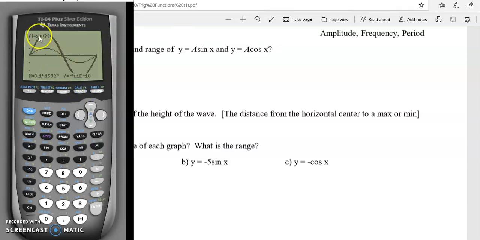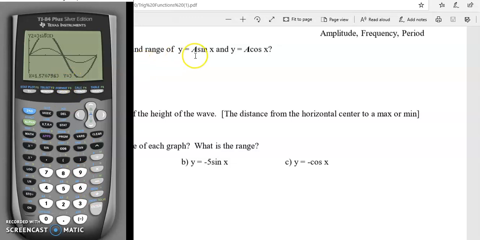So if I press trace on sine of x, and I put pi over 2, I'm at 1. If I go up to the other curve, and put in pi over 2. So now you can see I'm on y2 equals 3 sine of x. Pi over 2, press enter. Now I'm up at 3.